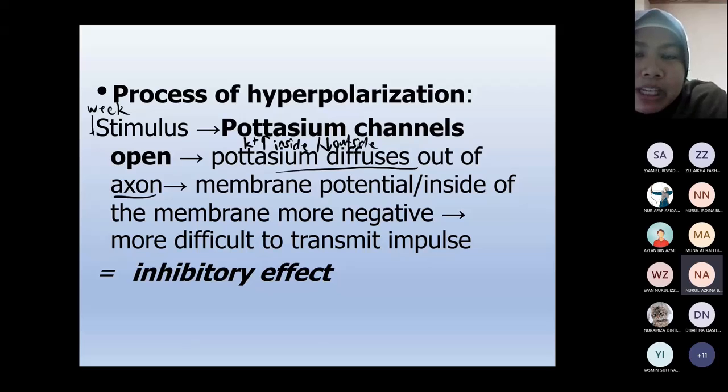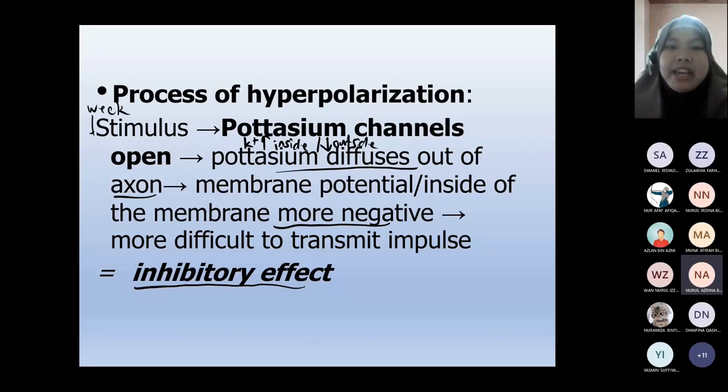So what happened to the membrane potential? The membrane potential, or inside of the membrane, becomes more negative. The value will become more negative, and thus it is more difficult to transmit an impulse, because it is far away from the threshold. So this is what we call the inhibitory effect. You are inhibiting impulse transmission.